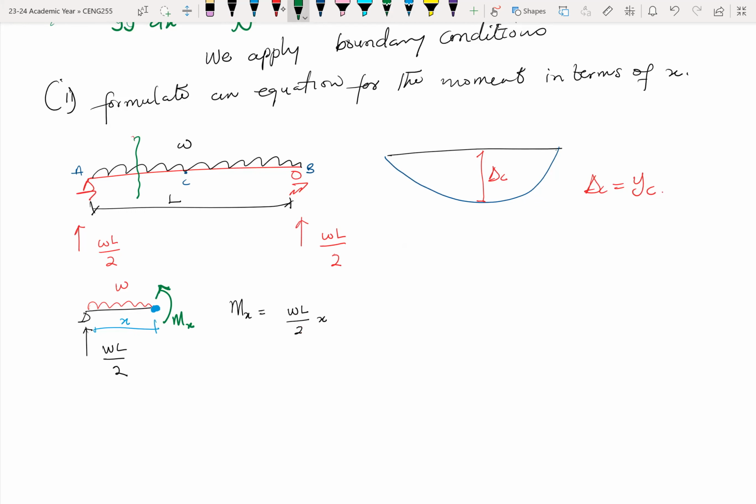Typically, we assume that it is anti-clockwise, so we take moments about Mx. With respect to the reaction, it is WL over 2 times x. Then with respect to the UDL, it becomes Wx, which is the load, times half of x. This becomes your equation for the moment. It can be simplified further to WLx over 2 minus Wx squared over 2. So this is your moment equation.